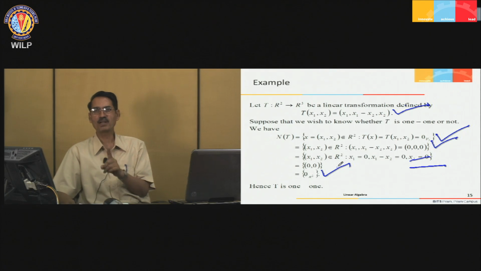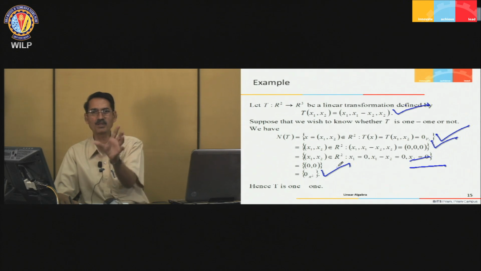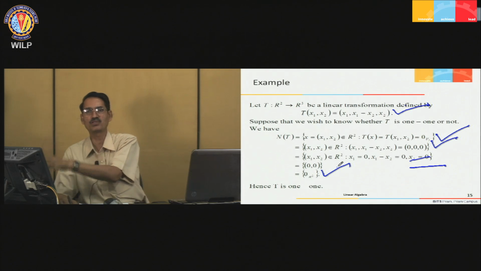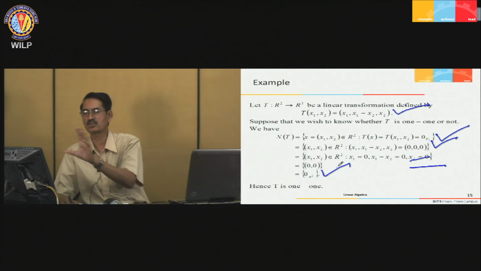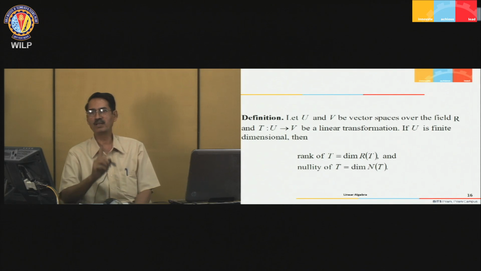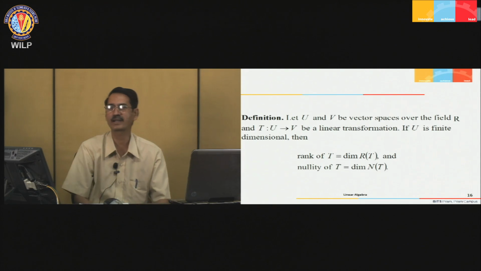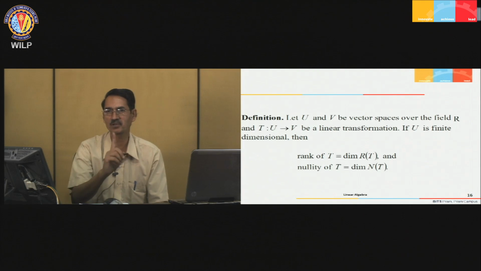So, remember that if you want to prove that T is 1-1, just find what is the null space of the linear transformation. The null space of a linear transformation is the set of all x coming from the domain vector space U such that T of x will be equal to the 0 element of the range, that is V. Look at this definition. Again, U and V both are real vector spaces, T from U to V is a linear transformation, and U is a finite dimensional vector space. The dimension of U is finite.